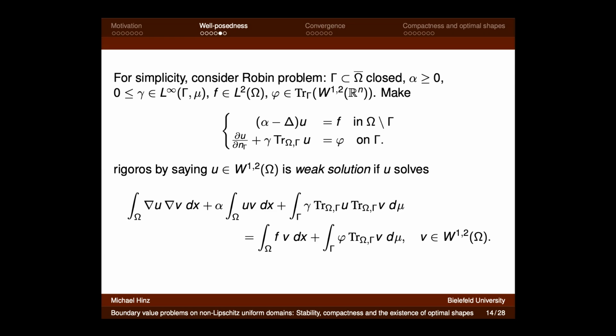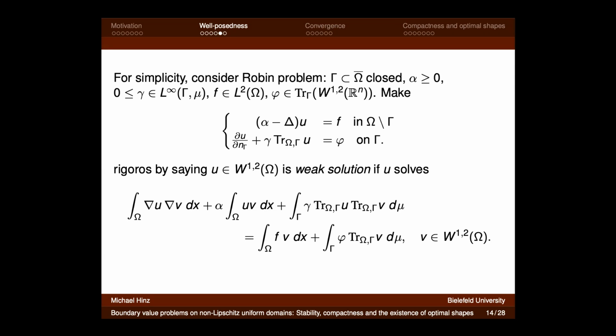We have a parameter alpha greater or equal 0, a non-negative function gamma, which is also bounded. And we have some inhomogeneity f in L2 and some boundary data phi from the trace space. Then we can look at this problem here. Alpha u minus Laplacian of u should be f in omega minus gamma, and the Robin condition: partial u, partial n gamma, so this is the normal derivative, plus gamma times the trace of u should be phi on capital gamma.